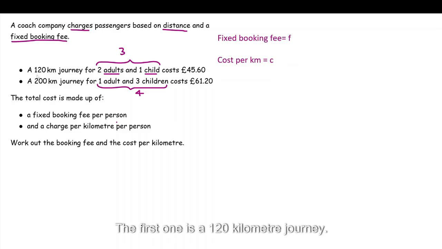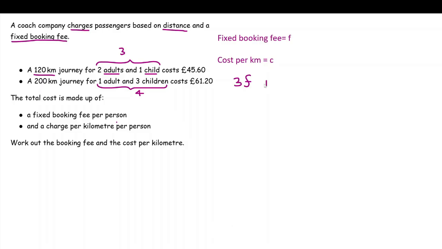The first one is a 120 kilometer journey. So there are three people, so you have to pay 3 times the booking fee, 3f, add. There are three people and they travel 120 kilometers, and per kilometer it's c. So it's 120 multiplied by 3 multiplied by c.